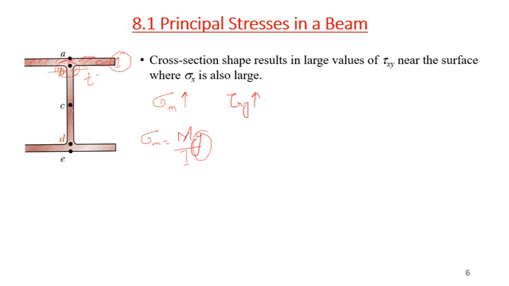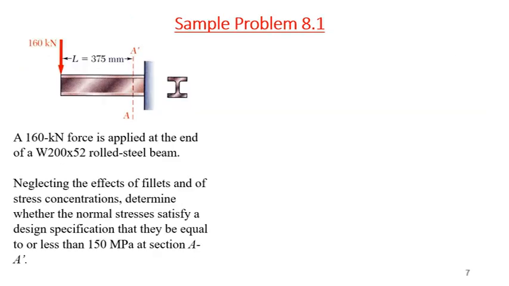So depending on the cross section, your maximum normal stress cannot be at the top and bottom surface. It can be in between, depending on the value of tau xy as well. Okay. So let's see. Sigma maximum may be greater than sigma m. So the maximum bending moment stress at A, sigma max will be greater than this value of sigma m. Okay.